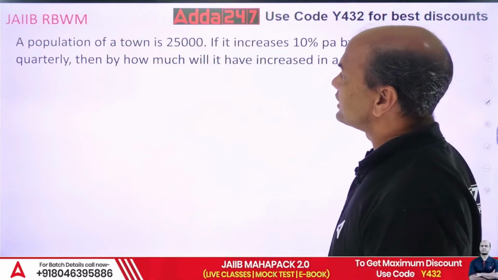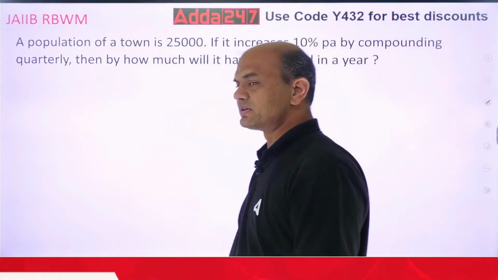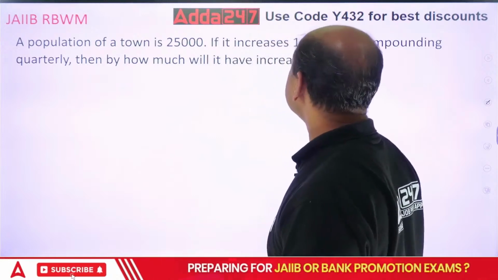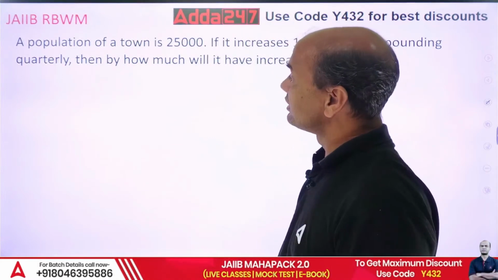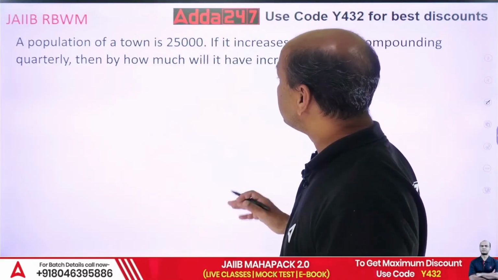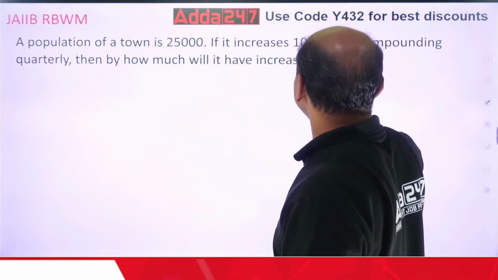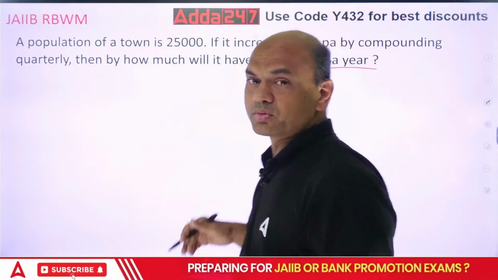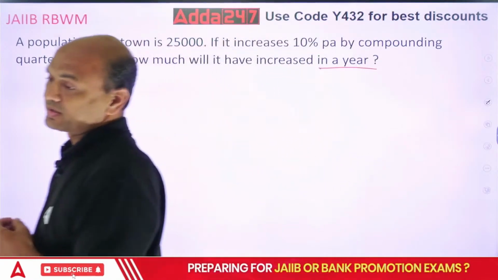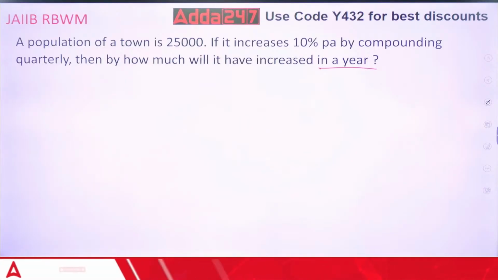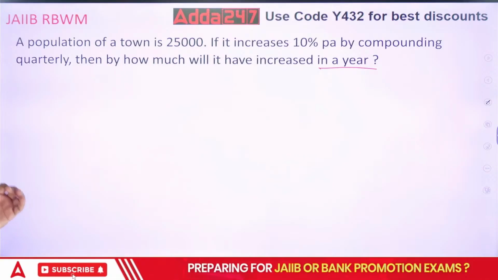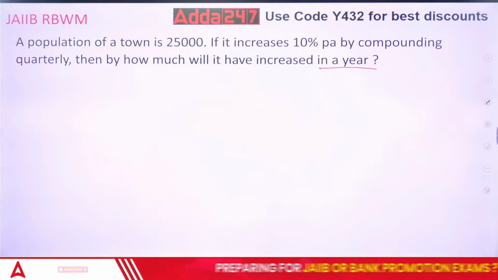A population of a town is 25,000. If it increases 10% per annum by compounding quarterly, then how much will it have increased in 1 year? Oh, quite confusing, huh? Question is quite confusing. You have to focus very clearly and very cautiously.